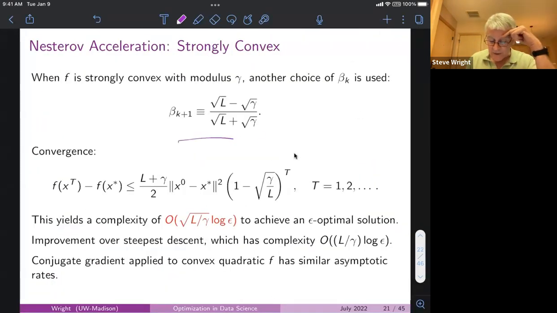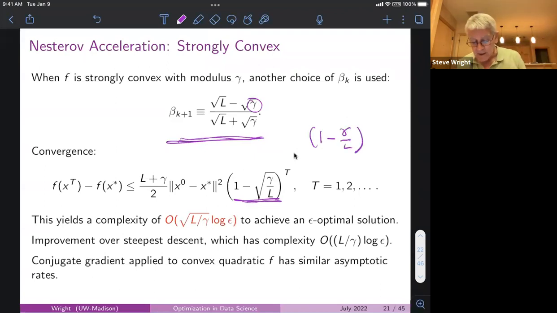There's a version of Nesterov acceleration that works for the strongly convex case. If I know this so-called modulus of convexity, the curvature of the lower bounding function, I can choose the beta in a different way, and I can get a faster convergence rate. You remember the convergence rate in this case for steepest descent was 1 minus gamma over L. Now it's 1 minus the square root of gamma over L, which is a number that's further away from 1. So it's faster convergence, okay?